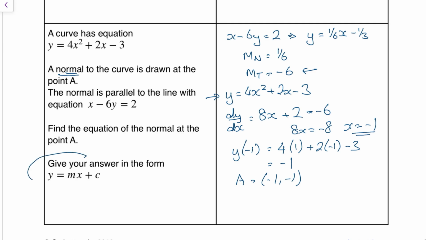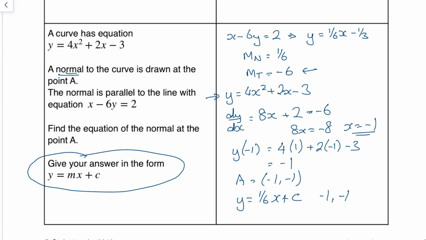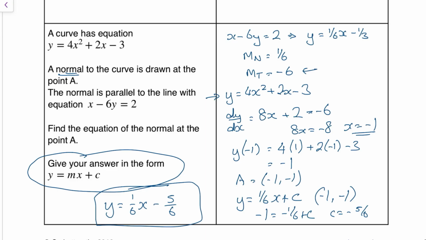So remember, I still need to go back to what I'm trying to do, which is find the equation of the normal. So the normal is going to be y equals mx plus c. And I know my normal gradient is a sixth, so y equals a sixth x plus c. I'm going to use minus 1, minus 1, which means that minus 1 equals minus a sixth plus c, which means that c must be, well, I'm at minus a sixth, and I want to get to minus 1, so I need to take away another 5/6, and we got there eventually. Let's put the final answer over here. So y is going to be equal to a sixth x minus 5/6, and that is my final answer that I'm giving to the examiner.